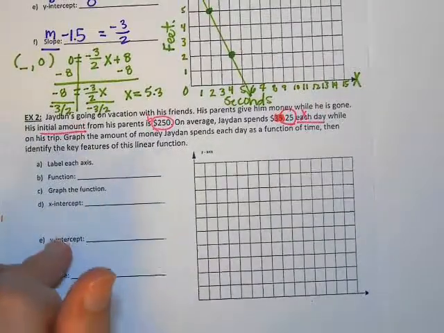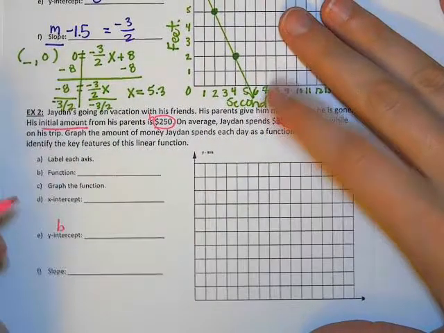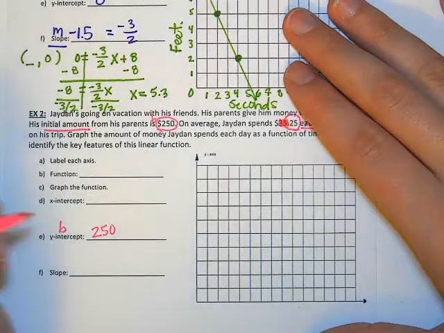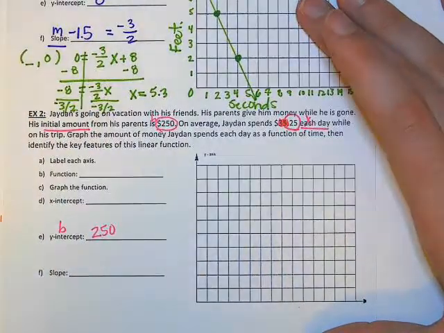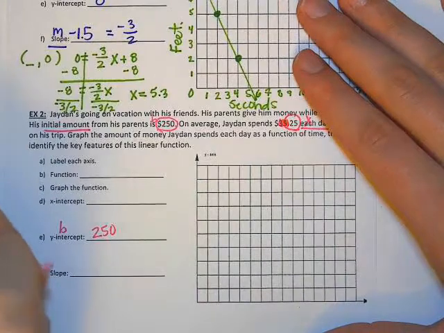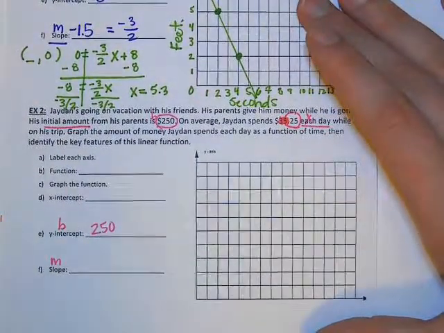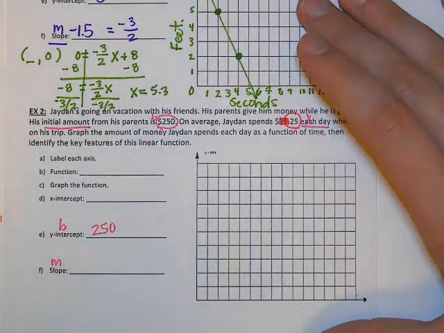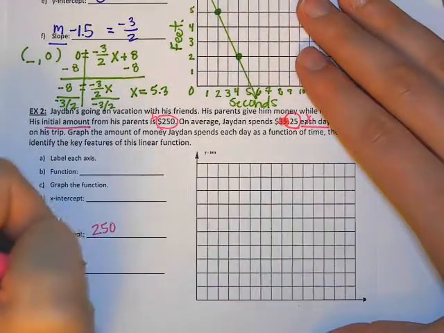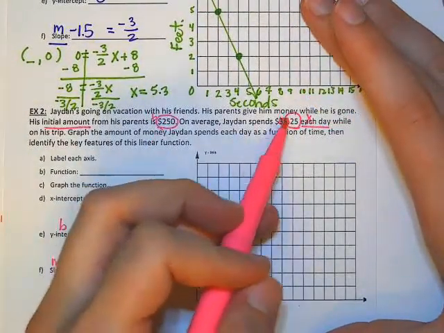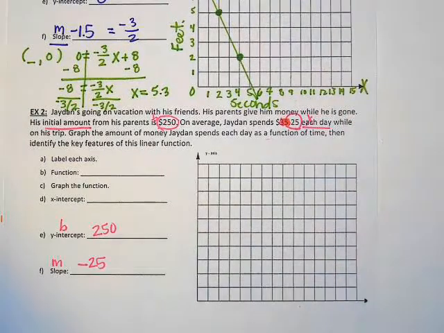Okay, I'm going to go out of order again. What's my y-intercept? That's B, which is what? Is that a positive or a negative 250? Positive. Okay, my slope, that's my M. What is representing slope? Negative. Why would it be negative? Because he's spending it. He starts with a positive 250, but he's taking out $25 each day. So negative $25 is my slope.